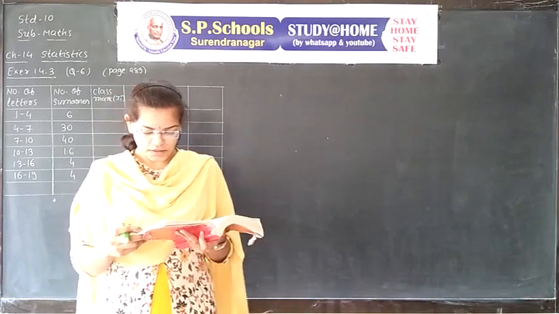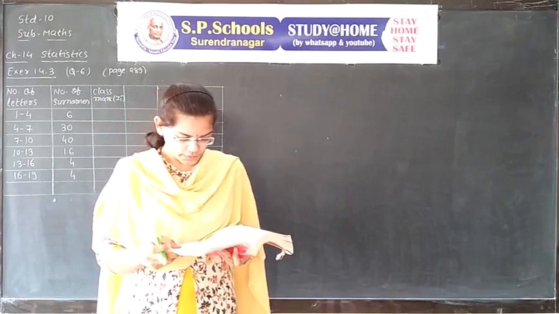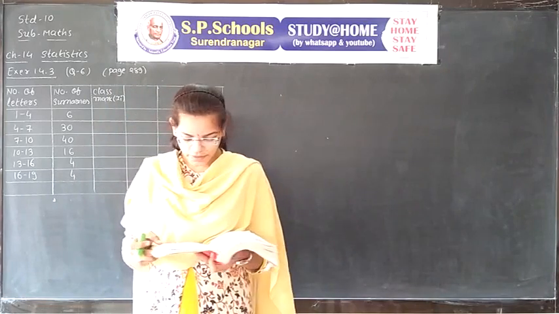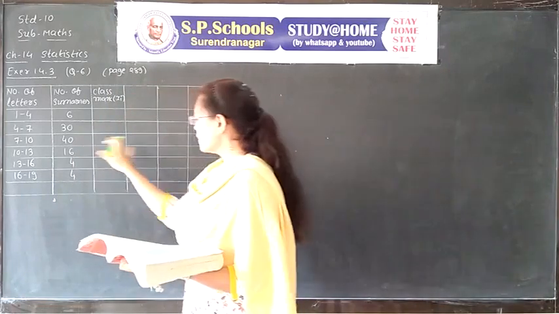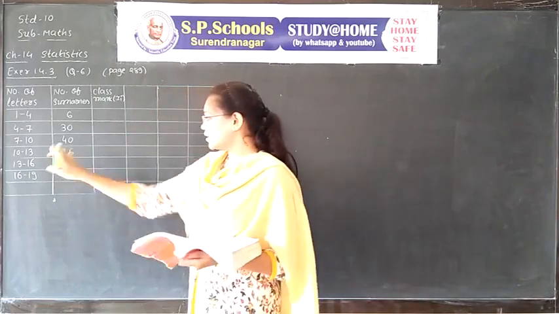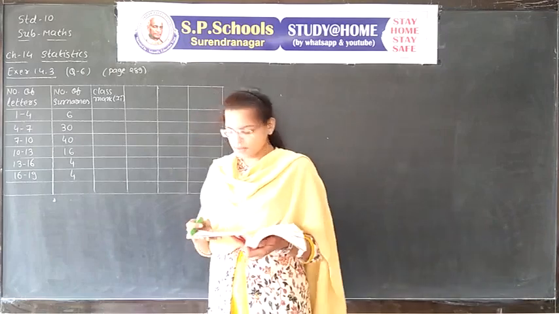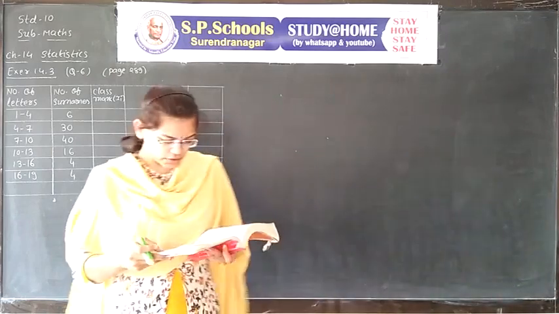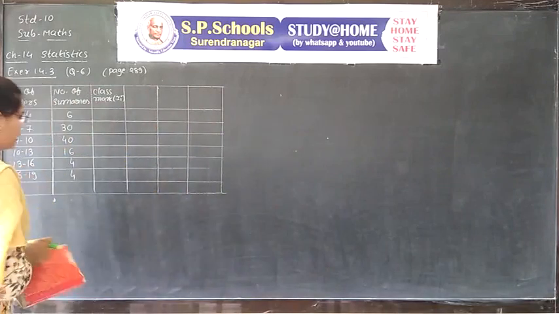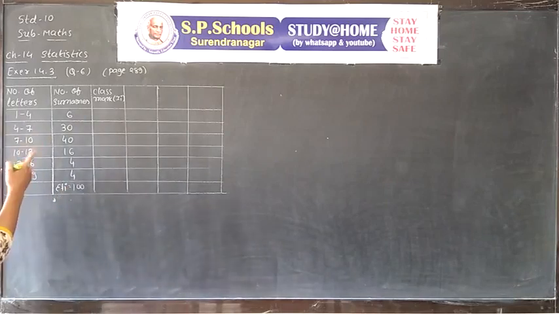numbers of letters in the English alphabet in surnames was obtained as follows. The number of letters and the number of surnames are written in the table: 1 to 4, 4 to 7. The class intervals are in continuous form and the respective frequencies are given. In the question there are 100 surnames, so sigma fi is equal to 100. The addition of 6, 30, 40, 16, 4 and 4 is 100.